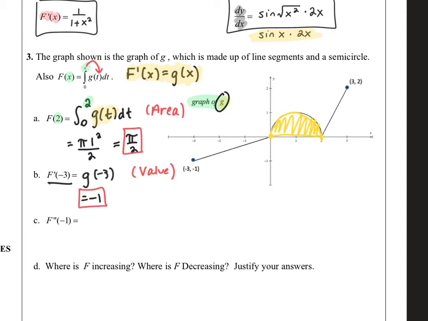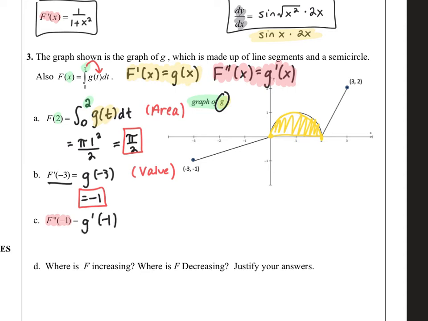In part C, I'm asked for f double prime of -1. I'm going to start at this derivative I found up here, this f prime equals g relationship. I'm going to do one more derivative. So if I do the derivative of f prime, that's f double prime, and the derivative of g is g prime, and it gives me a new relationship. And this tells me that f double prime of x equals g prime of x. If I'm looking for f double prime of -1, using that relationship, it tells me it's just the same thing as g prime of -1.